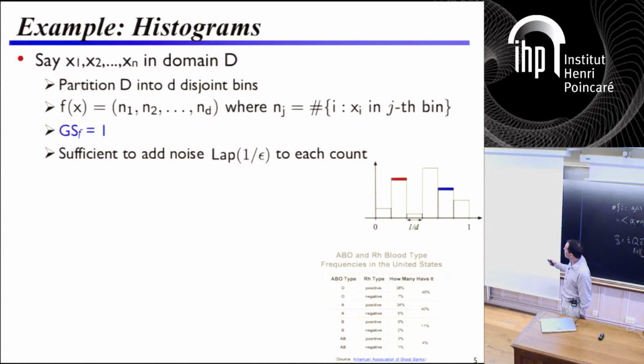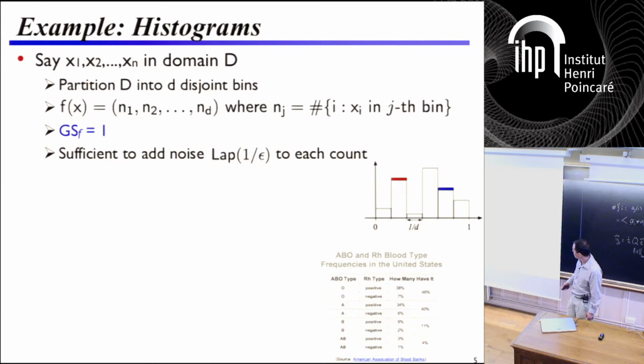If we think of this as a function of the data set, the global sensitivity of this function is either 1 or 2, depending on exactly the model we're working in. If I think of somebody being inserted into or removed from the data set, only one entry changes by at most 1. If I think of changing one person's data from bin A to bin B, then the L1 change is 2. In either case, it's a constant. And so it's sufficient to add noise on the order of 1 over epsilon to each of the counts of this histogram and release that.